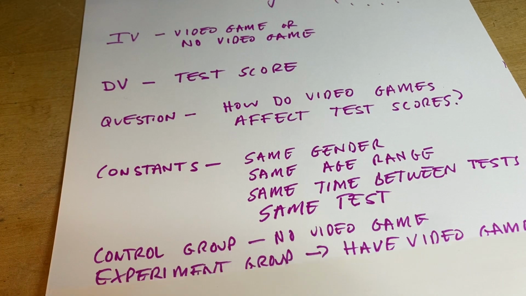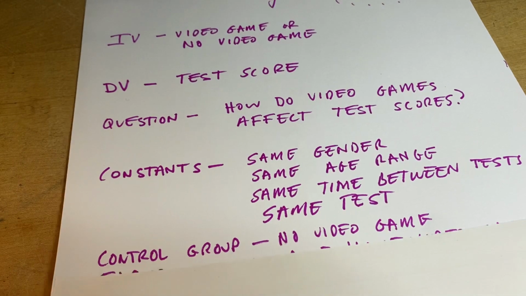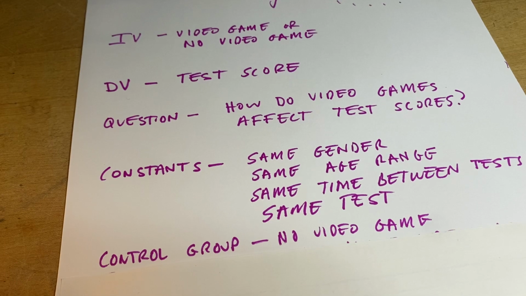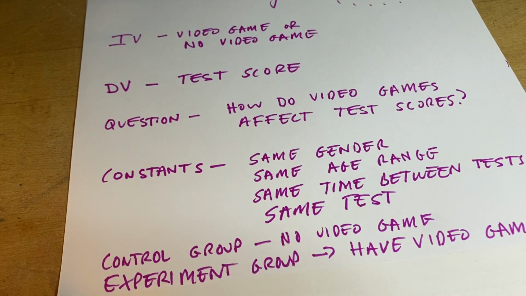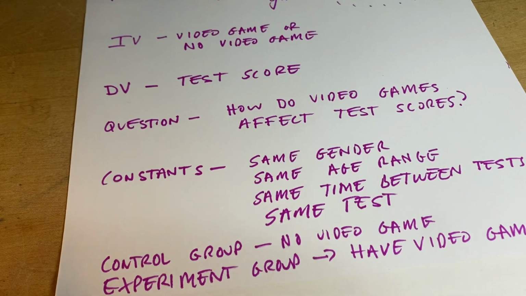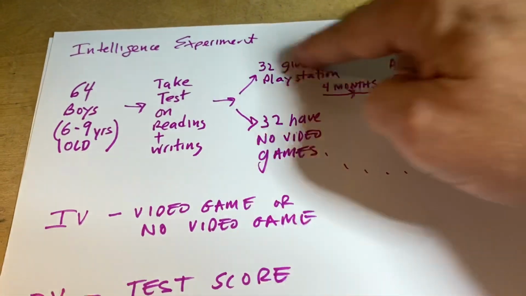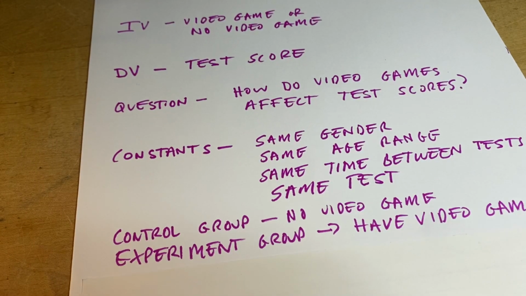And then this one is interesting because it has a control group and an experimental group. So in this case, the control group was the group that was not given the video game, and the experimental group was the group that was given a video game. So we break them into two groups. This is our control group, and this is our experimental group. Sort of like that video you watched on the drugs or the pain relievers.